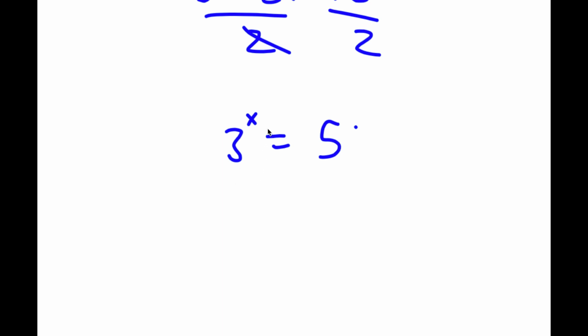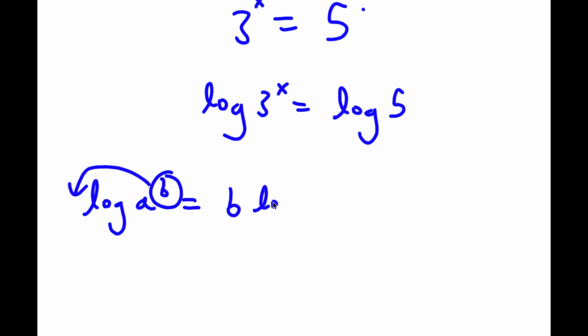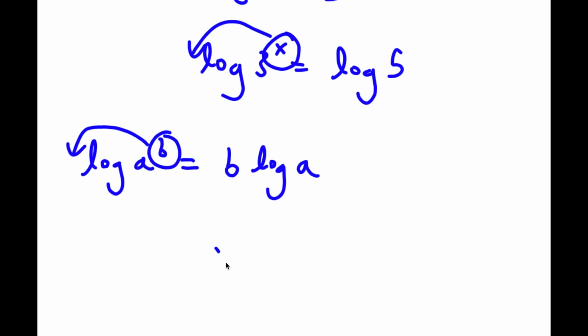Well, the first thing I'm going to do is take the log on both sides. So now I have log 3 to the power of x is equal to log 5. And if I have something in the form log a to the power of b, I can actually move this exponent b to the front. So this would equal b times log a. So in this case, I have log 3 to the power of x, and I can actually move x to the front. So this is going to equal x times log 3, which is equal to log 5.